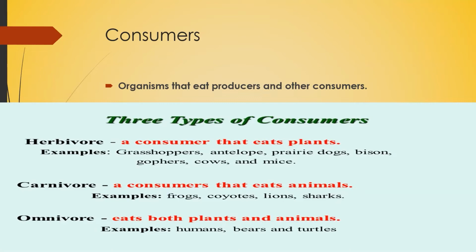And carnivores are consumers that eat animals, for example, frogs, lions, sharks. And omnivores, such as humans, bears, and turtles, eat both plants and animals.